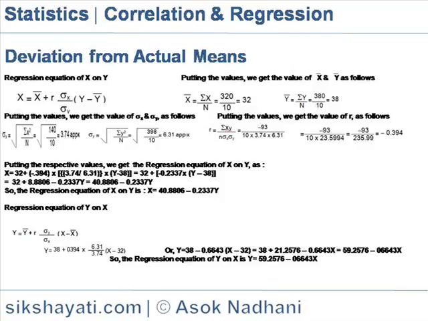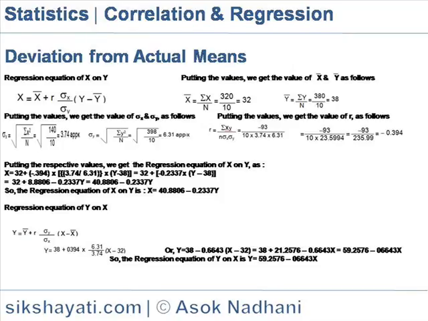Now we put the values to get the value of r. R is equal to sigma xy by n into sigma x sigma y is equal to minus 93 divided by 10, n is 10, into 3.74 sigma x into 6.31 sigma y, is equal to minus 93 by 10 into 23.5994 is equal to minus 93 by 235.99 is equal to minus 0.394.